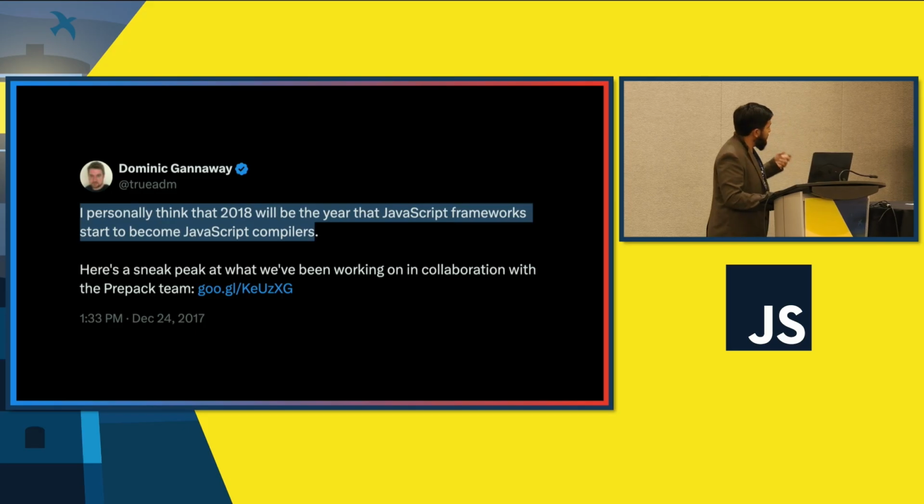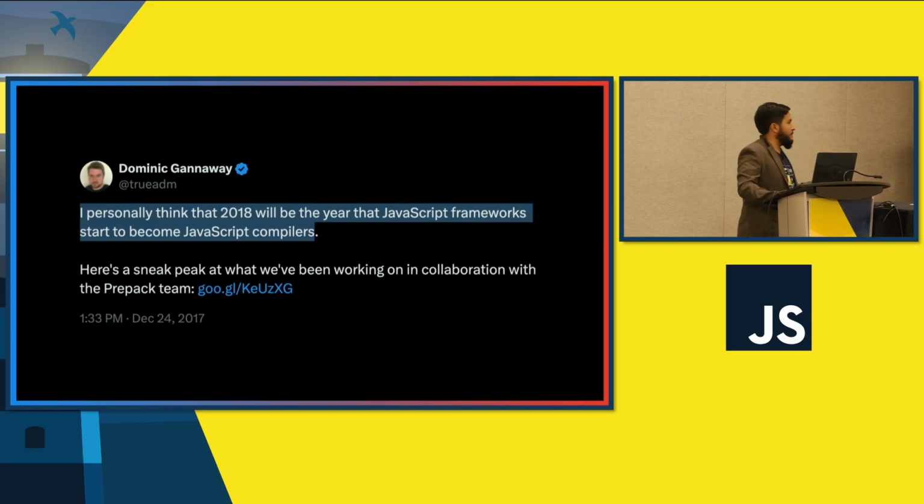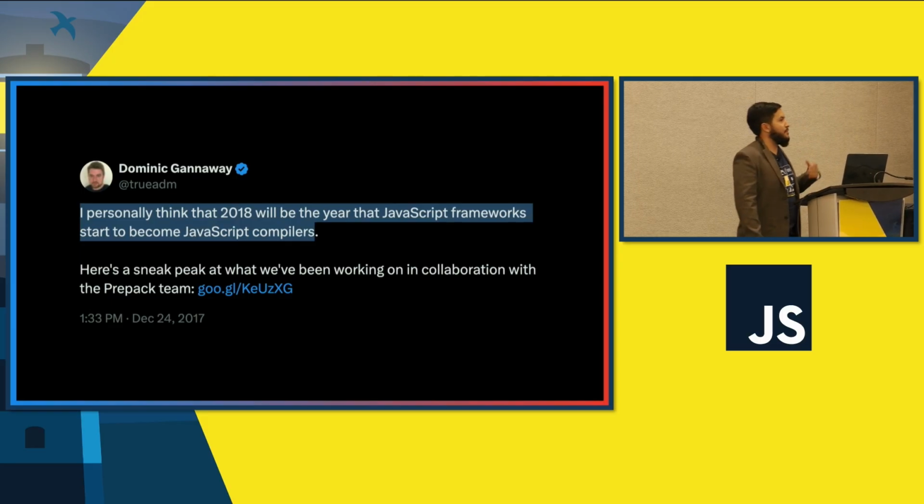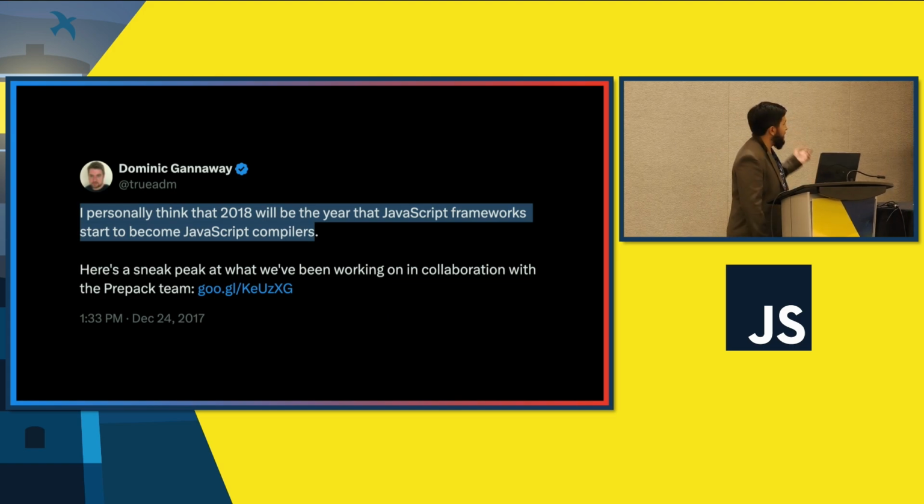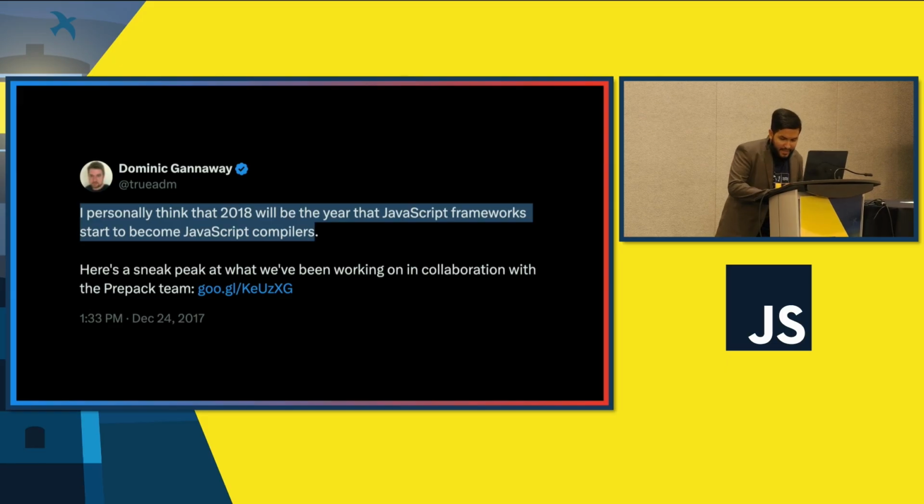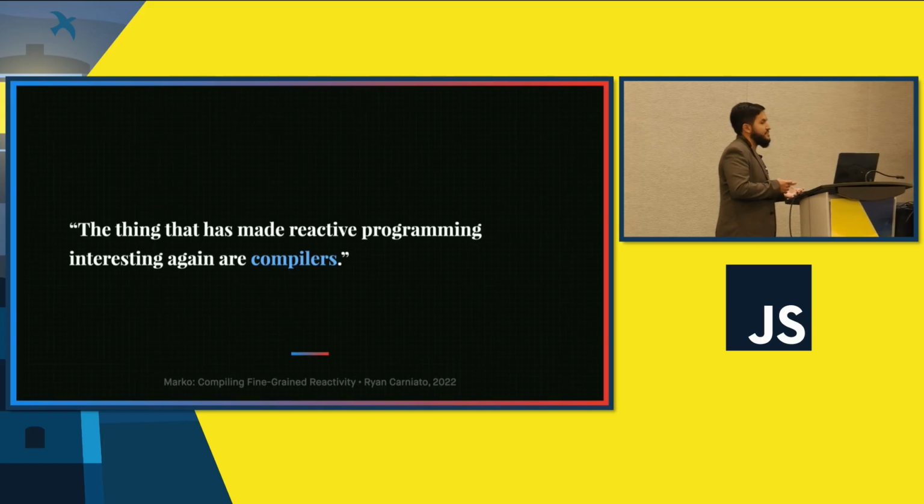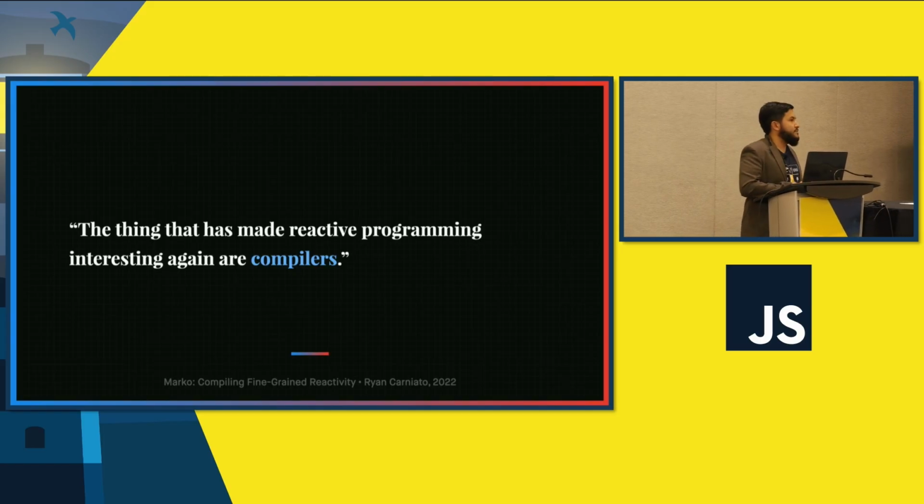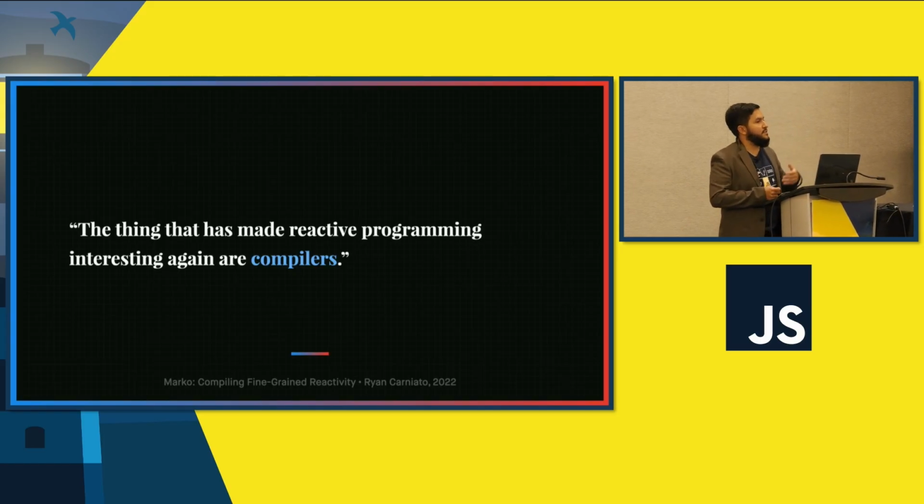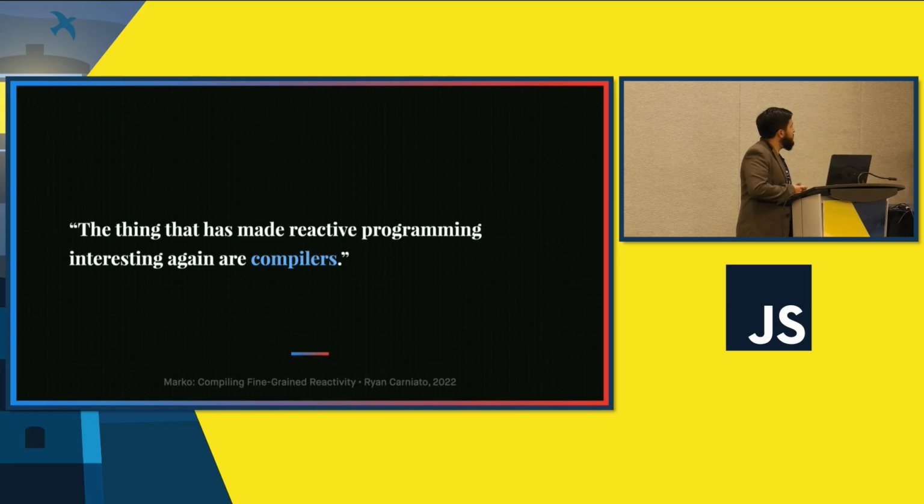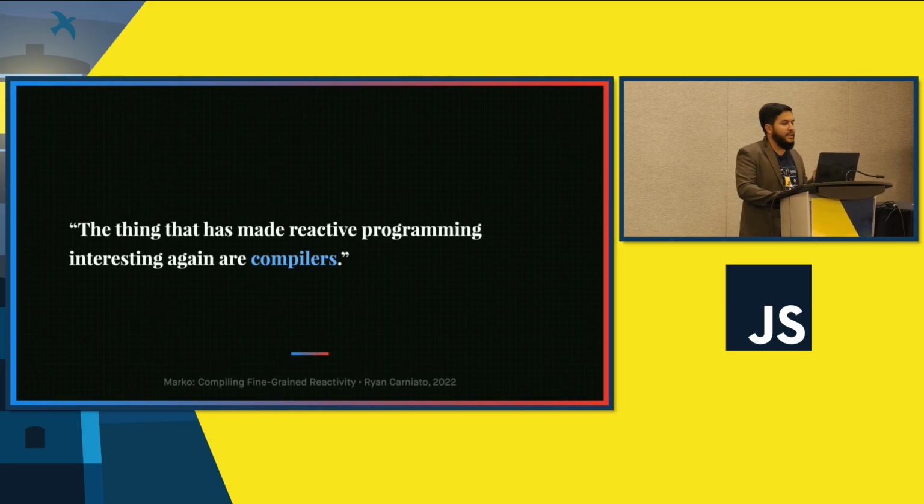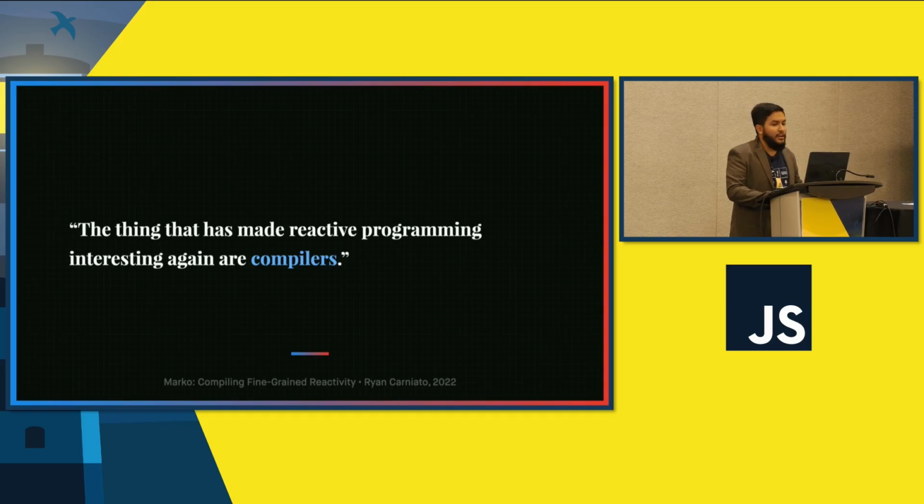And a few months later, in 2017, Dominic Gannaway, the creator of Inferno.js and now of Ripple, and also a previous core team member of React and Svelte, he said, I personally think that 2018 will be the year that JavaScript frameworks start to become JavaScript compilers. And I saw all sorts of references to this, like when Ryan Carniato, the author of Solid, back when he was working for Marko in 22, he said, the thing that has made reactive programming interesting again are compilers.